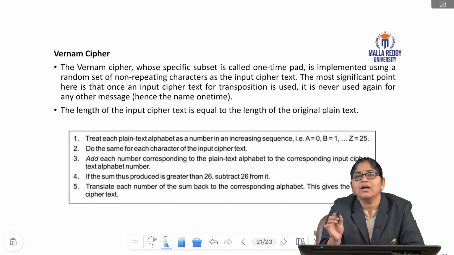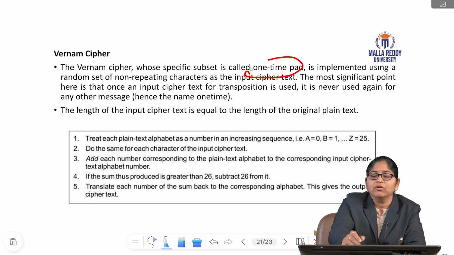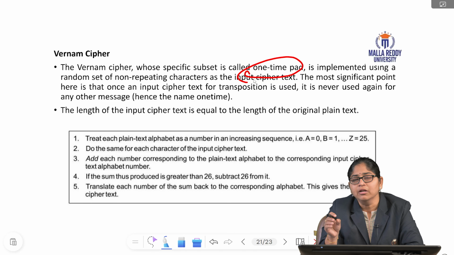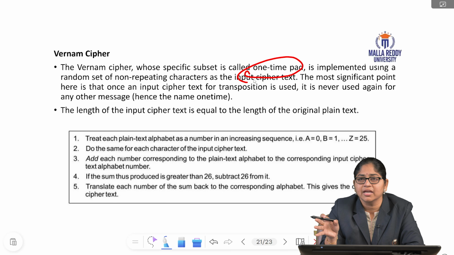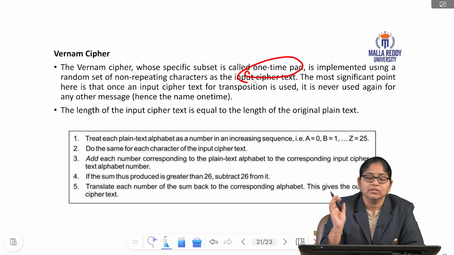Now we will see the last substitution cipher, which is the Vernam cipher. In the Vernam cipher, we are going to use a one-time pad in the encryption process. Whatever the plain text we are taking, the size of the plain text should be equal to the size of the one-time pad. So these are the steps of Vernam cipher.